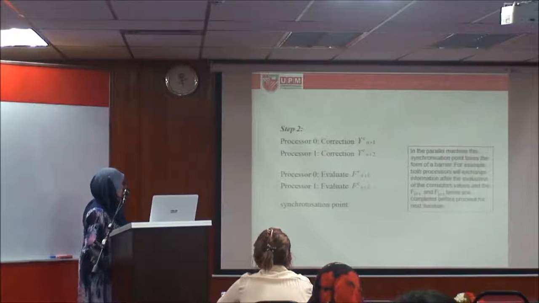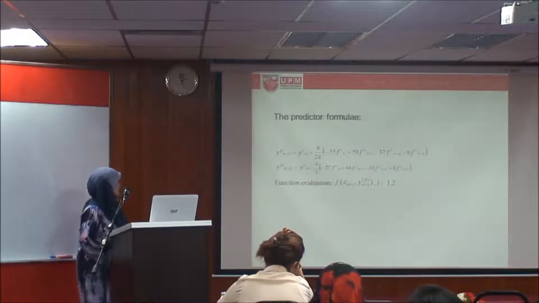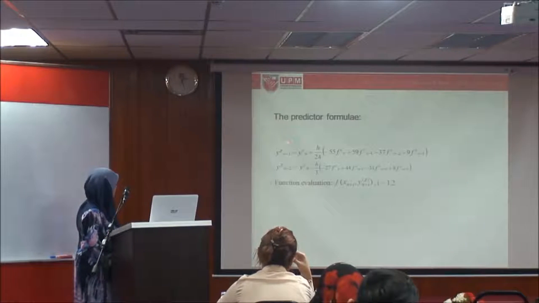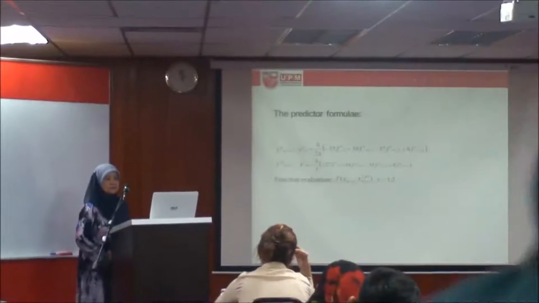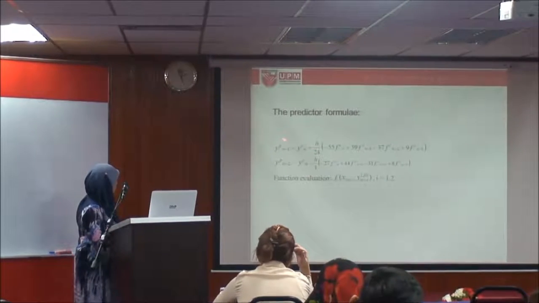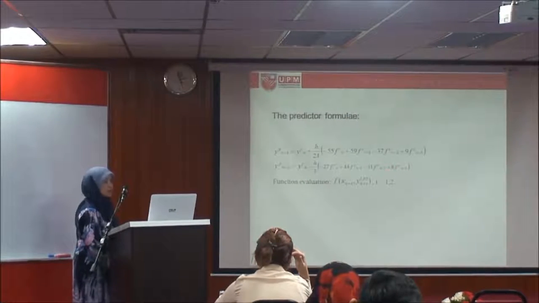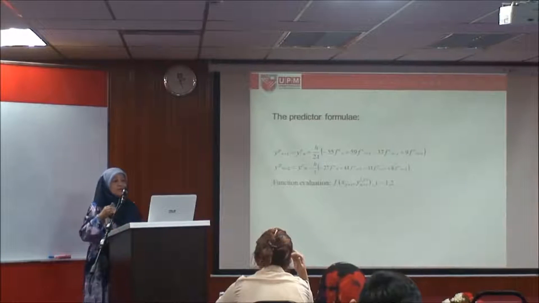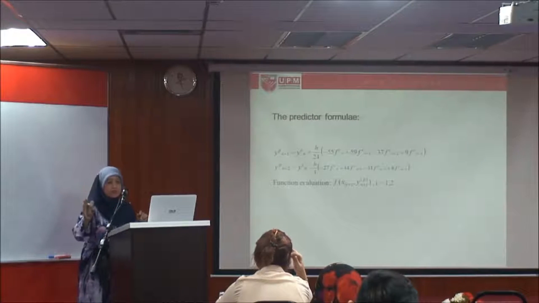If I look at the first one, is there anything from the first point that needs to be substituted into this formula on the right hand side? I have YPN plus 1. Do I have any of the P here? I don't have. So that means it can be on its own. That means the first point can take the first processor. The second point can take the second processor.